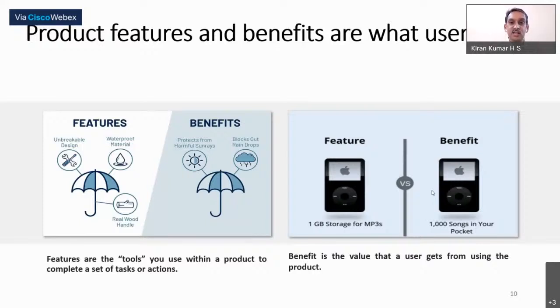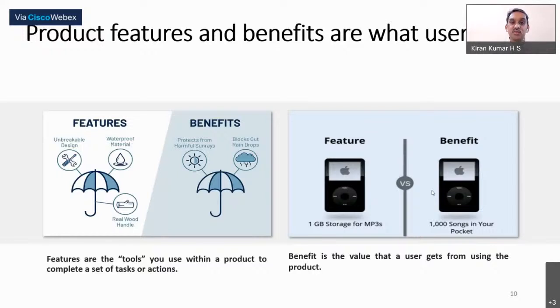It should have the right material so that it protects you from rain and things like that. It should offer you shade from the sun. If you have a transparent umbrella, maybe it's of no use, because all the sunlight will fall and you will probably not get the benefit of shade. So the benefit that a customer expects is that he wants protection from harmful sun rays, or he wants to block the raindrops from falling on top of him or her, right? So protection from rain and sun are the benefits that the customer expects.